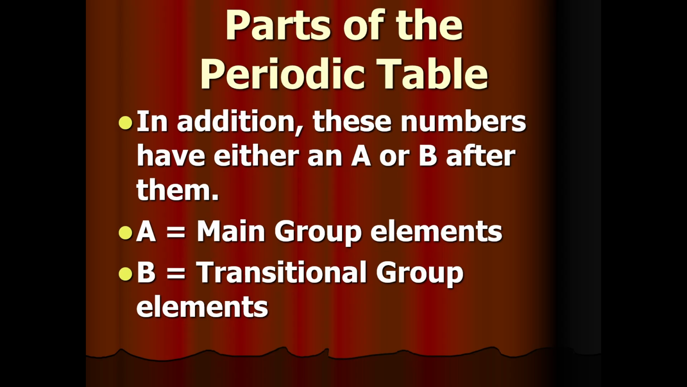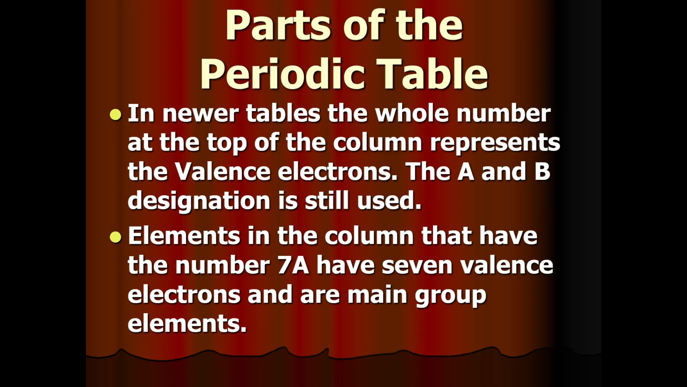If there is a letter A after the Roman numeral, it means that those elements are main group elements. If there is a letter B after them, then they are considered transitional group elements. In newer tables, a whole number at the top of the column represents the valence electrons, replacing the Roman numerals. The A and B designation is still used. For example, elements in the column that have the number 7A have 7 valence electrons and are main group elements.